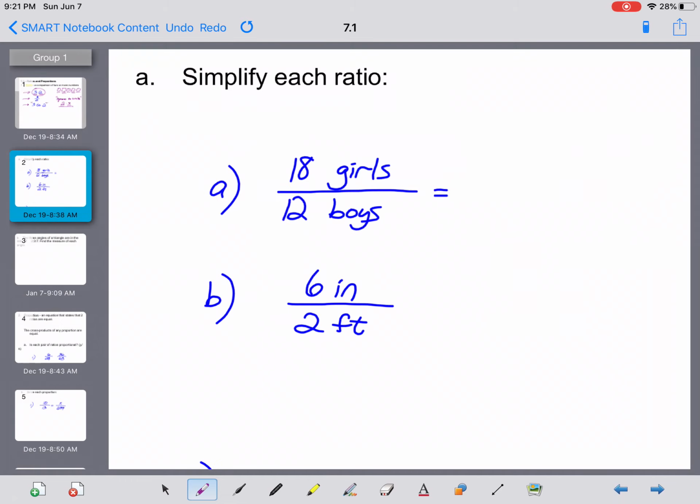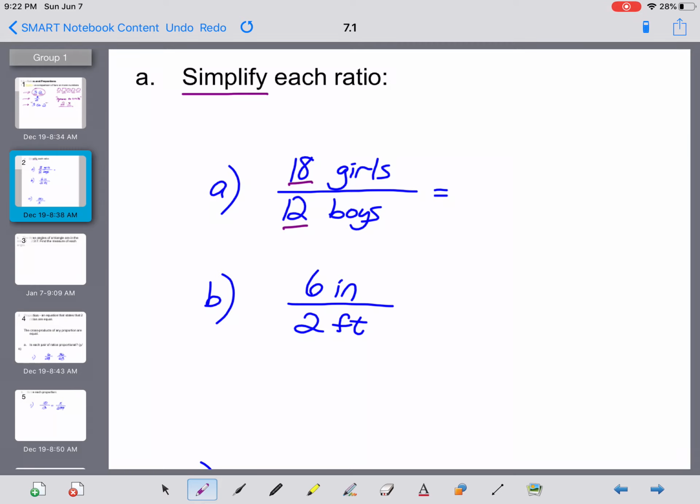Okay, now one of the things you're going to be asked to do here a lot is to simplify ratios. And like everything else we do in math, when we deal with a fraction, we always would prefer to deal with that in simplest form because it's the easiest way for us to understand. So let's take a look at what's going on in example A here. If we were in a class with a grand total of, let's add them up, 18 girls and 12 boys in the class, that would be a grand total of 30 students.